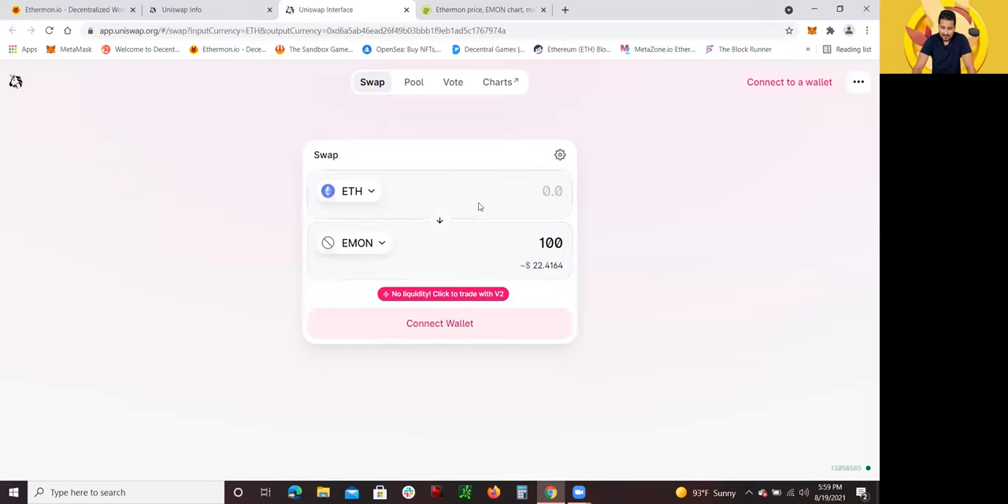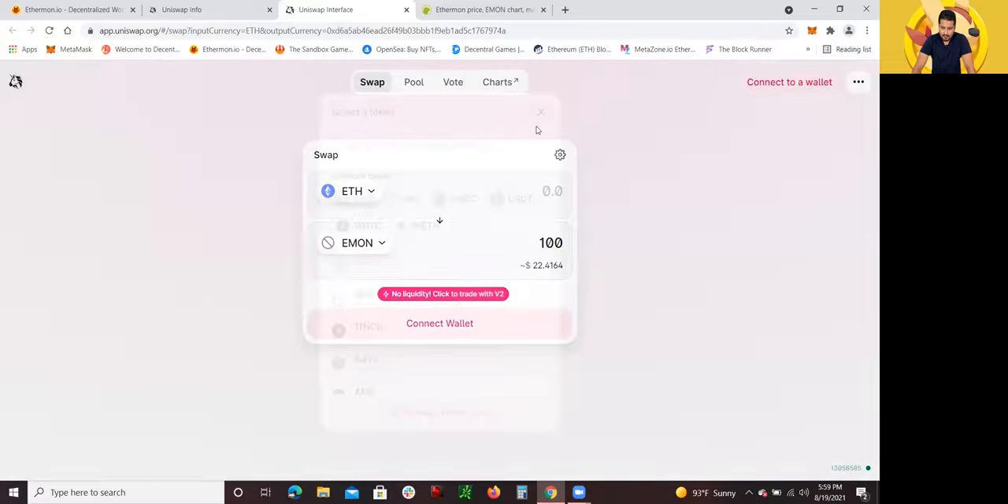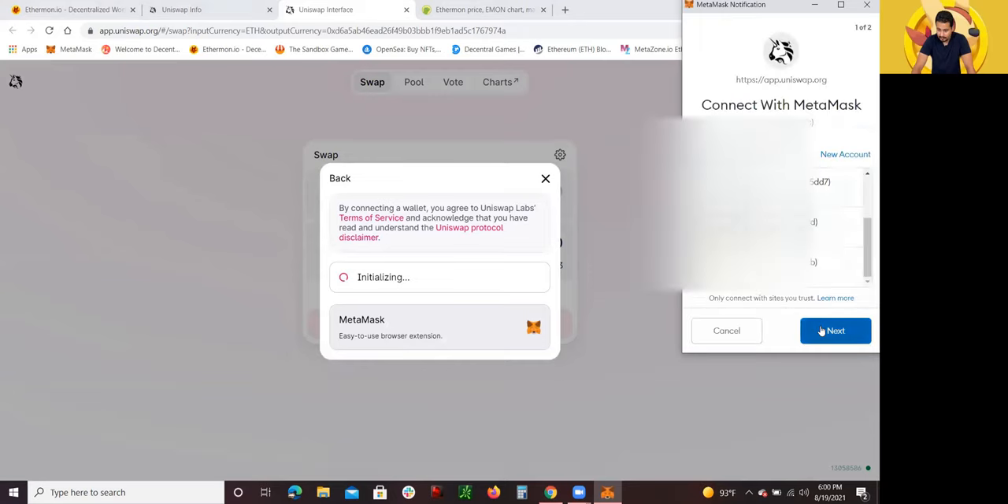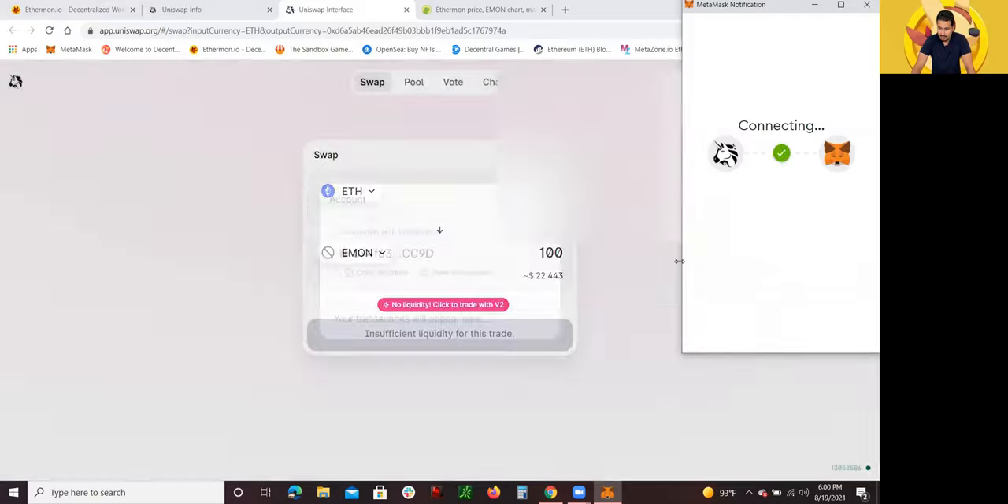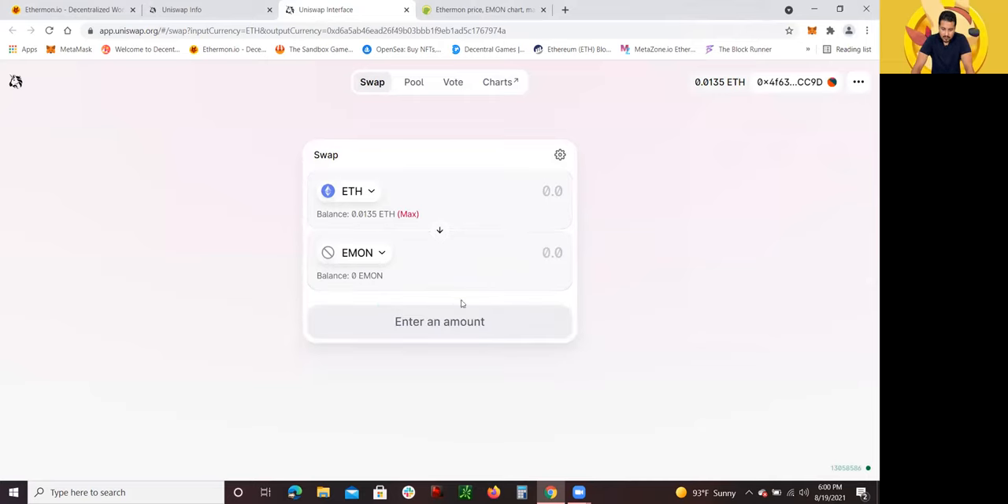So 100 EMON is equivalent to about $22. Okay, so let me see what to do. Yes, I do have Ethereum. So I'm going to connect. I want 100 EMON, which is about $22, and I should have enough. So I'm going to connect my wallet, my MetaMask wallet. I should have enough. Connect. Okay. Let me see. So I want to swap, enter amount.